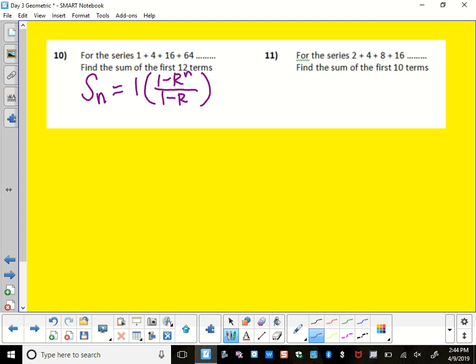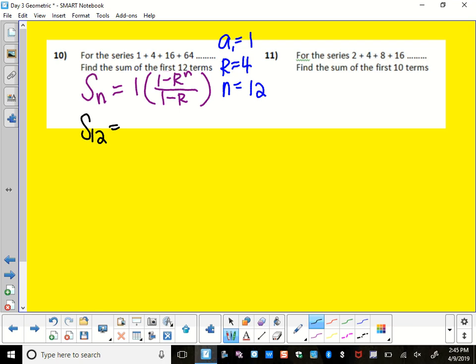All right, before we get started, let's list some things out. What is my first term? 1. What's my ratio? If you try to add it, let's try it. 1 plus 3 is 4. 4 plus 3 is 7. Does that match? So that's not it. We're talking about geometric, so we need to multiply or divide. We're going to multiply by 4. What's the number of terms you're looking for? 12. Alright, so I have the sum of 12 terms.